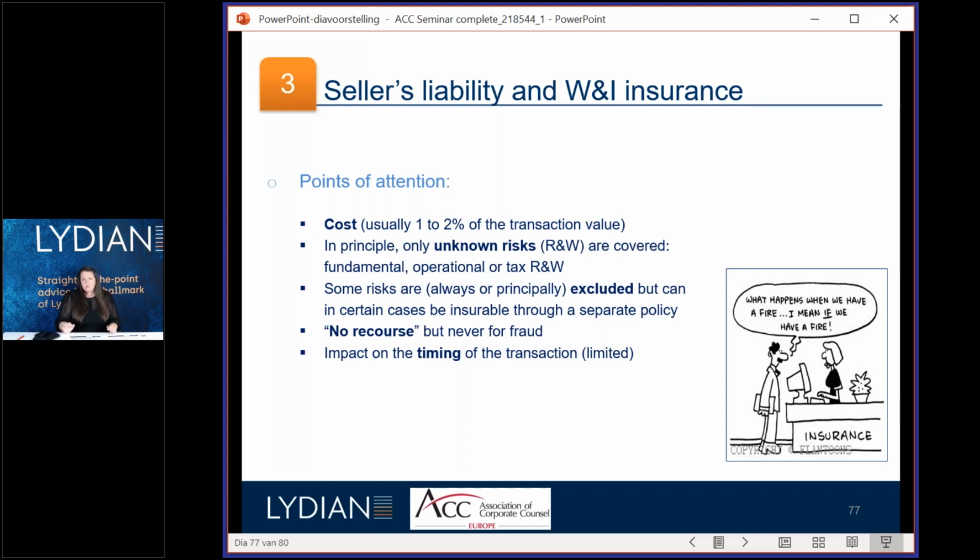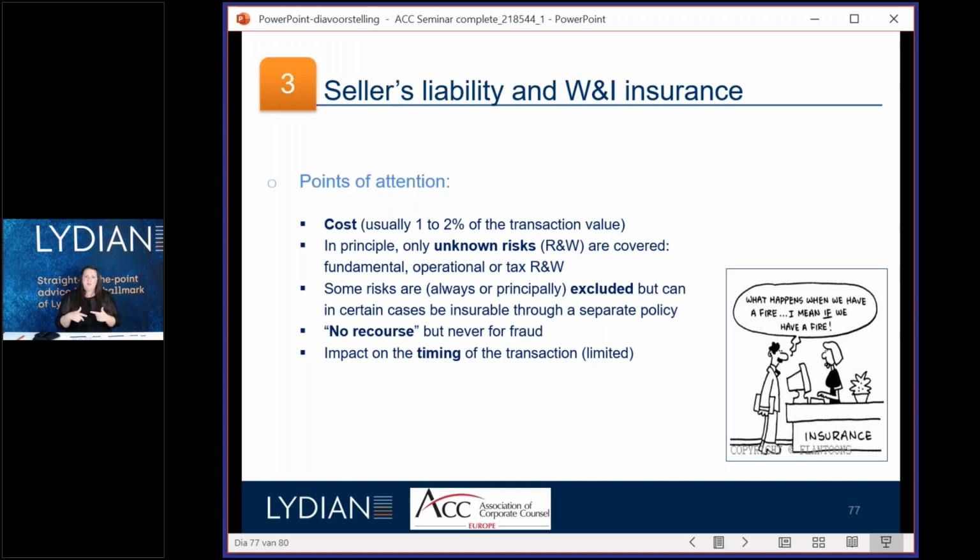You could cover certain matters that are also principally excluded, such as environmental matters and GDPR, which both have quite a potential big exposure. You could, in your negotiations with the insurer, try to have these insured through a separate policy. So that will, of course, depend on negotiations with the insurer.